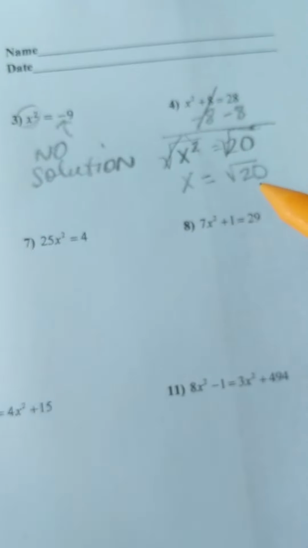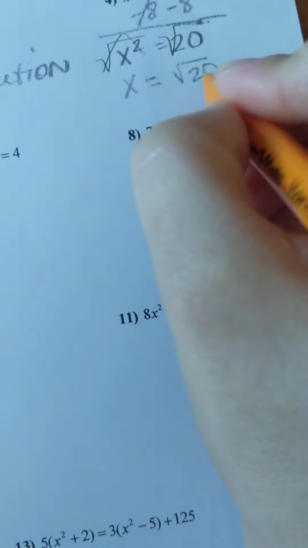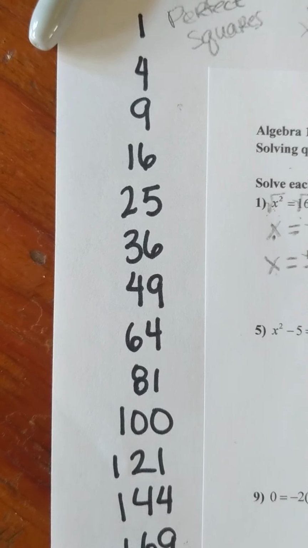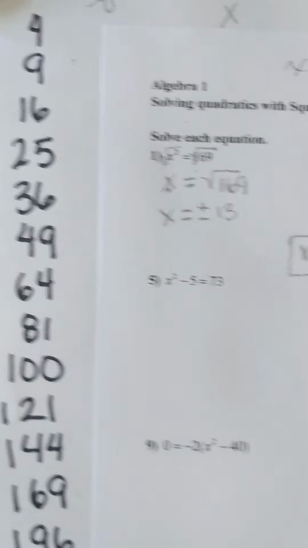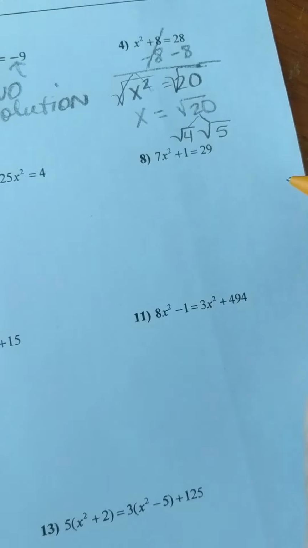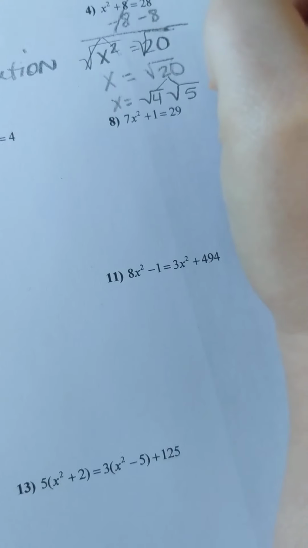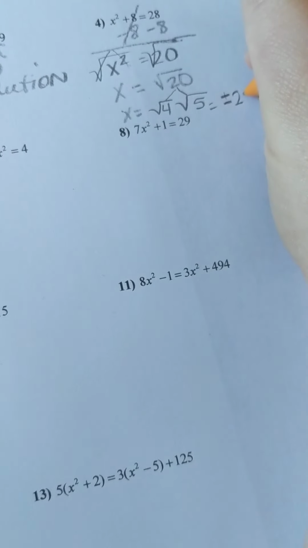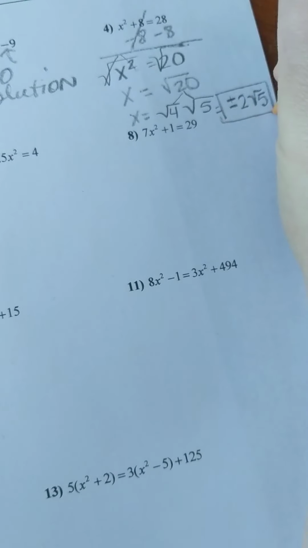Now, is 20 on my perfect squares list? No, it's not. But let's see if I can reduce it. What two numbers multiply to 20? I want one of those numbers to be on that perfect squares list. And if you're not sure, this is a very okay time to take out your calculator and start guessing and checking. If you said 4 and 5, you are absolutely right. So the square root of 4 times the square root of 5 will give us the square root of 20. And now we can solve. So x equals, what's the square root of 4? Positive or negative 2. And the square root of 5 does not reduce. So my answer is x equals positive or negative 2 root 5.